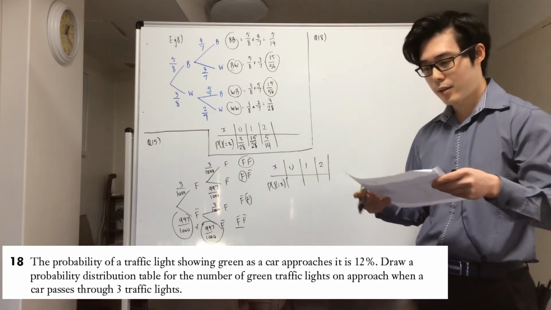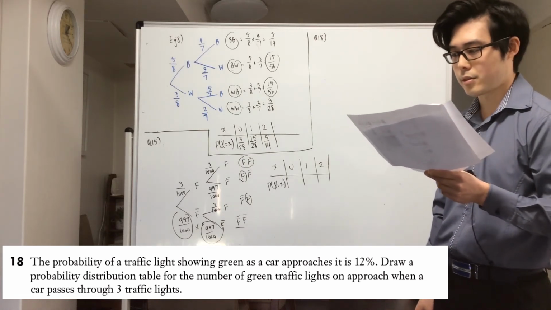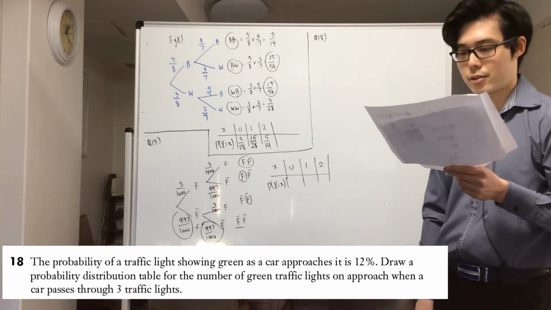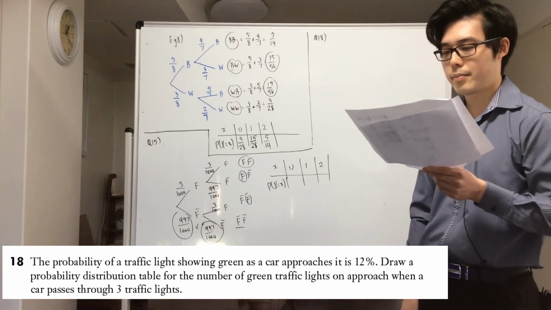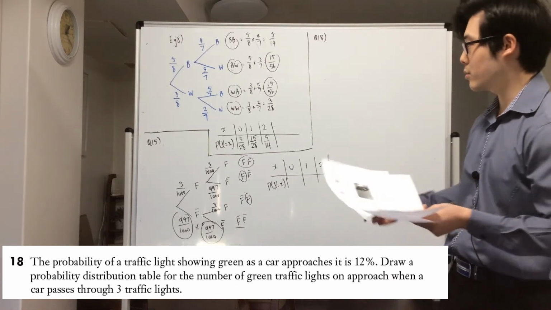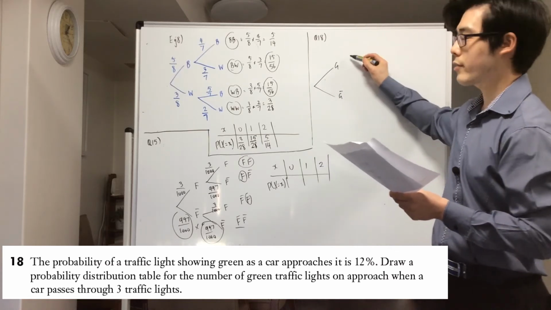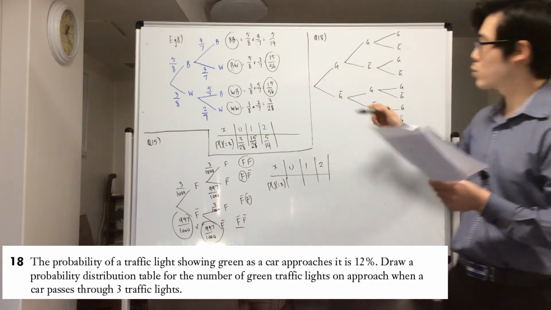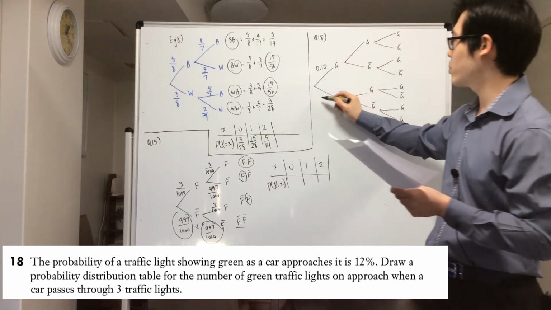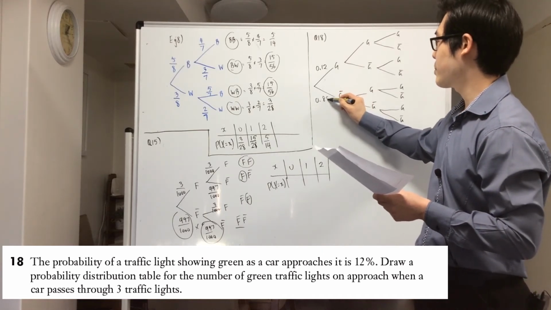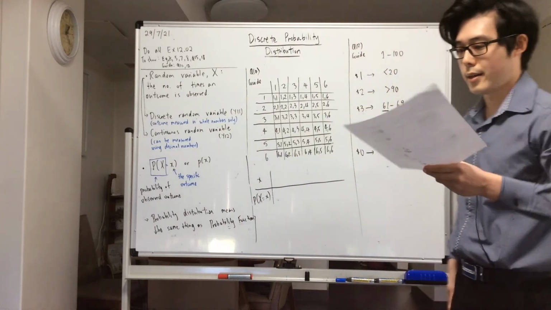Similarly for question 18, I'll just give you a guide. The probability of a traffic light showing green as a car approaches is 12%. Draw a probability distribution table for the number of green traffic lights when a car passes 3 traffic lights. So 3 traffic lights, 3 branches. I'll set it up for you. You've got green, not green for your first traffic light. It says 12%, so I'm going to write it as a decimal. That means this has to be 100 take away 12%, which is 88%. Use those numbers for the rest. It doesn't change. And do the same thing. 2 more questions as a guide.